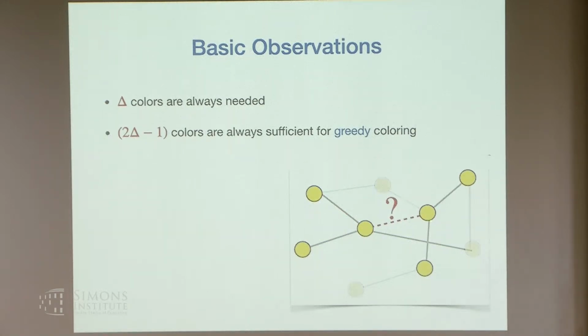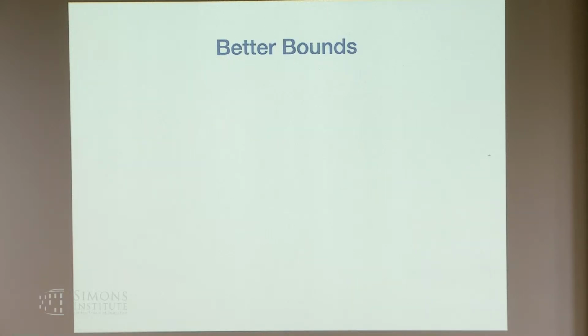Whenever you are at an edge that doesn't have a color, you've used at most delta minus 1 colors for this vertex, and delta minus 1 colors for this vertex. By the pigeonhole principle, 1 color remains. This is basically greedy coloring on the line graph. Good. Other better bounds. I guess like 80 years ago, Shannon proved that 3 delta over 2 colors always suffices. And I put an asterisk here because he even proved it for multi-graphs.